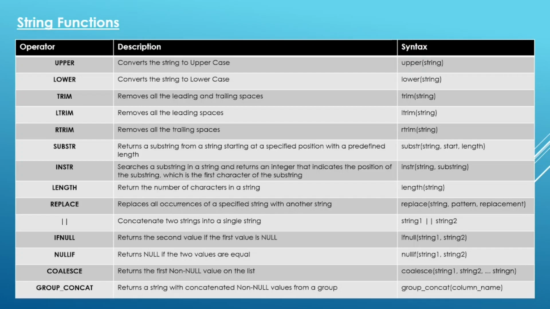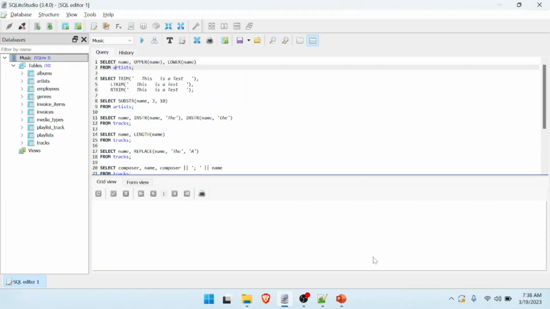return the second value if the first value is null, nullif to validate if the two values are equal, coalesce to return the first non-null value on a list, group_concat to return a string which is concatenated with non-null values from a group. So let's look at them in practice.